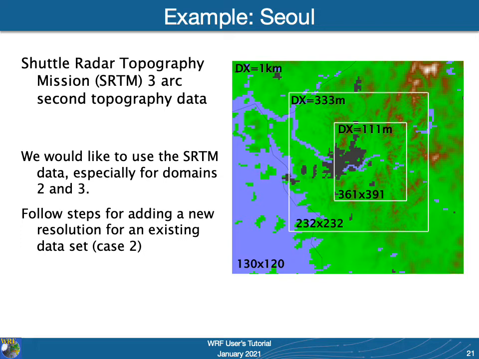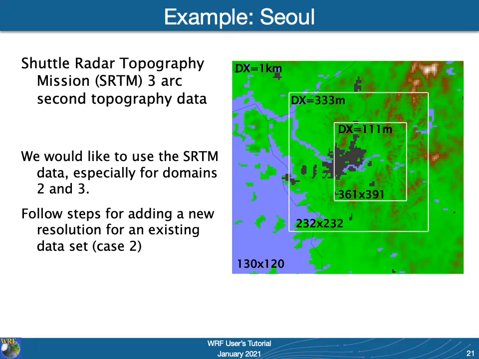But as we nest down at a 3-to-1 ratio to a 333-meter grid and nest down further at a 3-to-1 ratio to a 111-meter grid, we might want to try to find some higher resolution topography data to better resolve the details of the hills in and around the city. There is a nearly global data set of topography called SRTM, the Shuttle Radar Topography Mission. That's available at 3 arcsecond resolution, which is about 90-meter resolution. So that's certainly sufficient to use for domains 2 and 3 in our simulation.